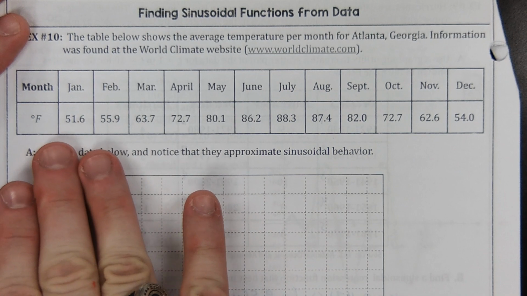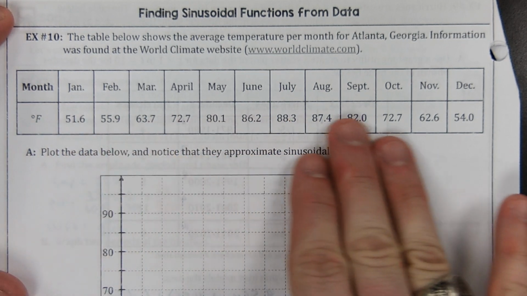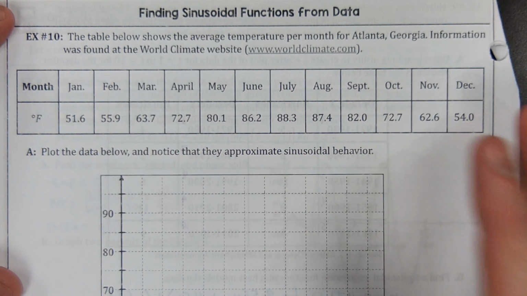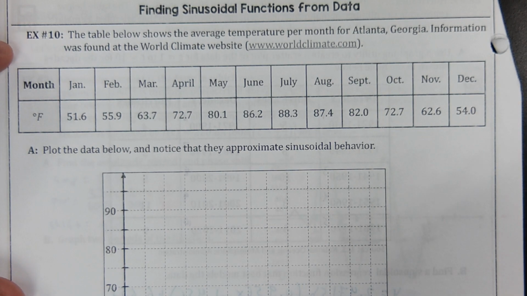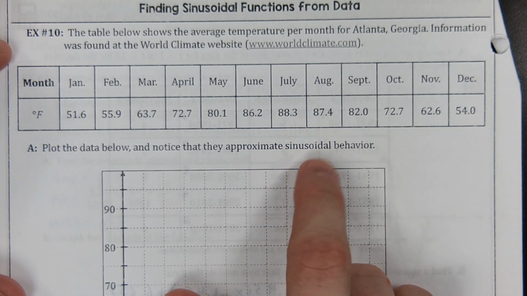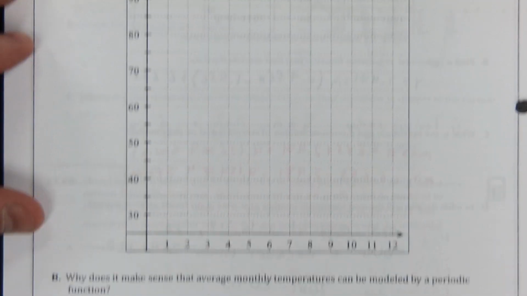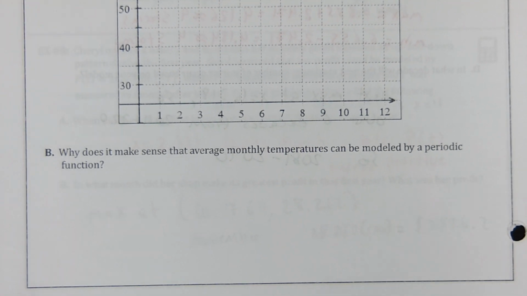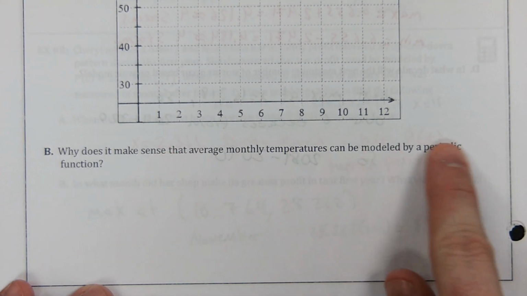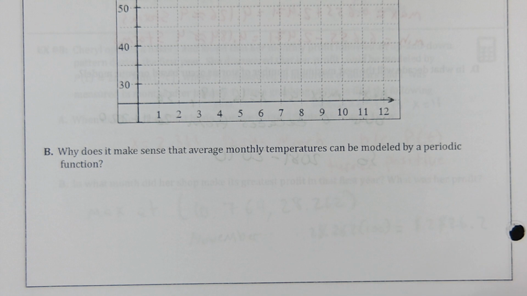This is talking about your average temperature from month to month. And if we plot it, what we see is that we get a roughly sinusoidal behavior. My question for you is, why does a sinusoidal model make sense for average temperatures? What do you guys think? But why, Isabella? Because of the seasons.